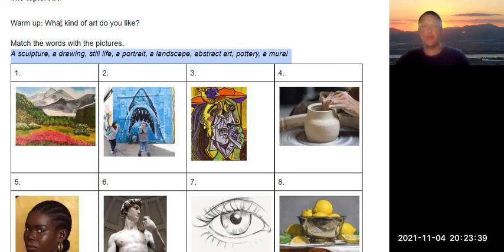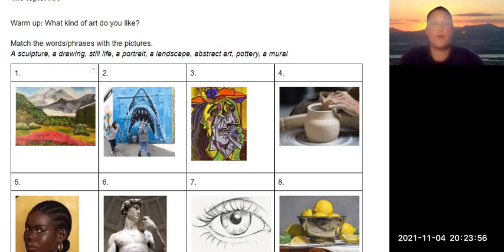Okay, now pause the video and fill in the blanks above the pictures with the correct words and phrases. All right, let's go over the answers. So what's number one? Yeah, it's a landscape painting. Good. What's number two? Yeah, it's a mural.